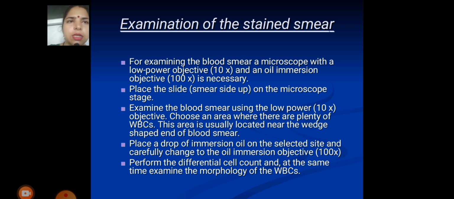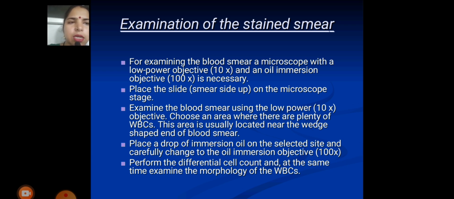For examining the blood smear, a microscope with a low power objective and an oil immersion objective is necessary. Place the slide on the microscope stage. Examine the blood smear using the low power objective. Choose an area where there are plenty of WBC. This area is usually located near the wedge-shaped end of the blood smear. Place a drop of immersion oil on the selected site and carefully change to the oil immersion objective.